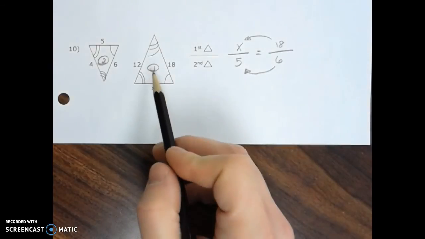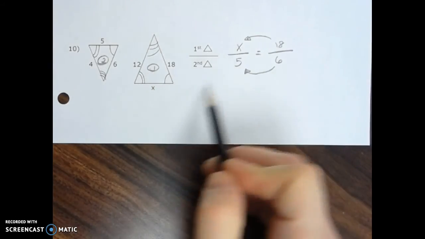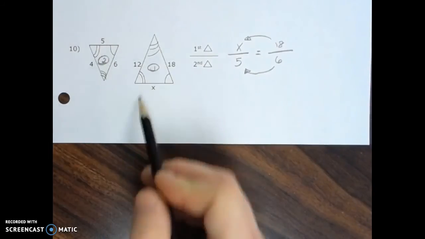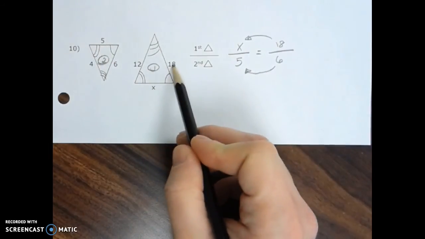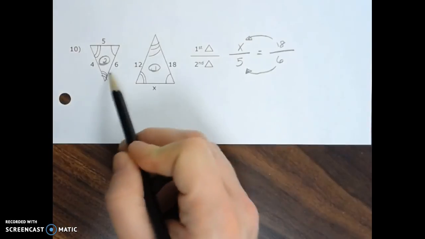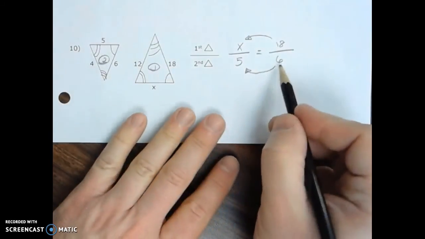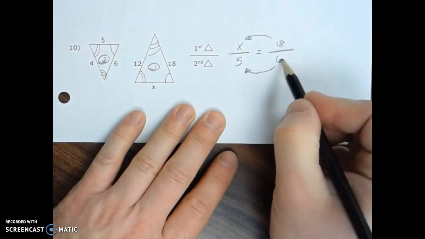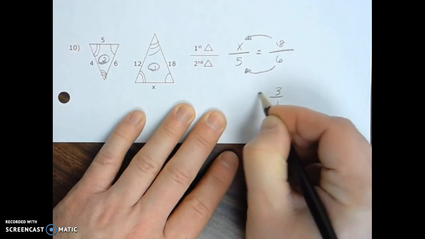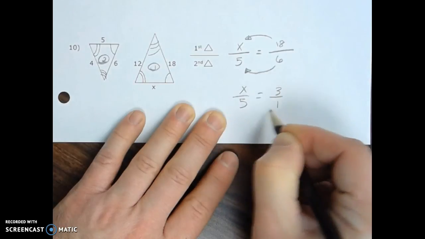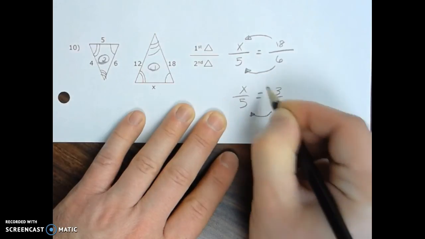In the last example, in triangle 1, x corresponds to 5 in the second triangle. Then I used 18 in the first triangle, which corresponds to 6 in the second triangle. Pay attention to your angle marks. I have to move in this direction, but I'm going to have to simplify this down to 3/1. And then I'm going to scale by multiplying by 5.